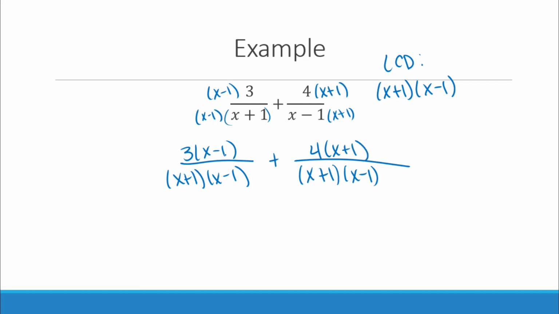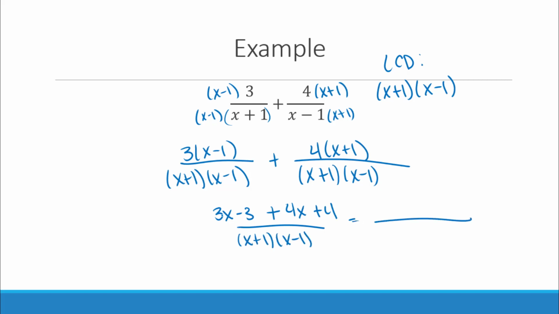So now, keep in mind, I don't want to cancel these. I'm trying to put these together. So what I'm going to do is distribute here, which is going to be 3x minus 3, plus, I'm going to distribute on this side, which is going to be 4x plus 4, all over x plus 1 times x minus 1. Let's simplify this a little further. 4x plus 3x is going to give me 7x. Negative 3 plus 4 is going to give me plus 1, all over x plus 1, x minus 1.